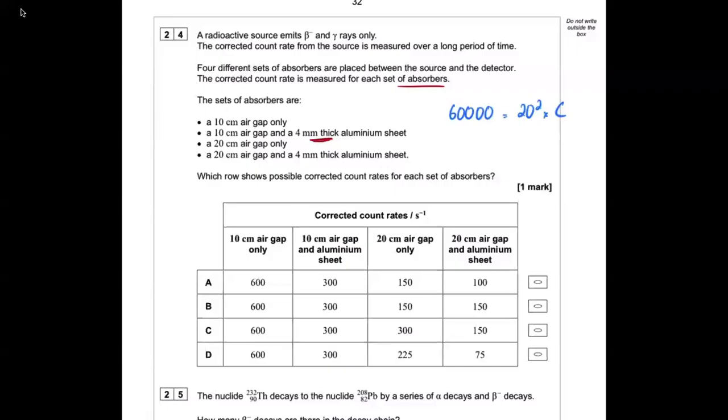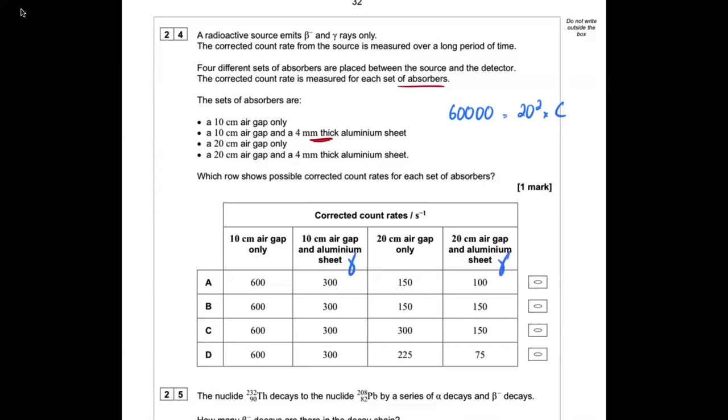Okay, so in this one, what you end up seeing is this. You know that through the air gap, there is going to be both beta and gamma. But after the aluminum sheet, the beta gets blocked out. So what remains is gamma. And similarly, you have the 20 cm air gap only, and then the 20 cm air gap and aluminum sheet. Again, after this, only gamma is left. So this is only gamma, this is only gamma.